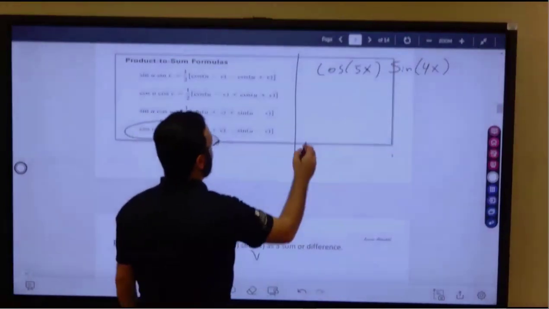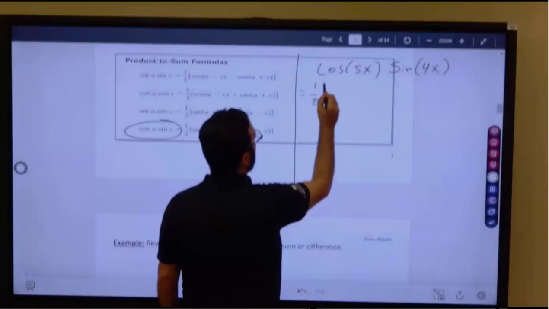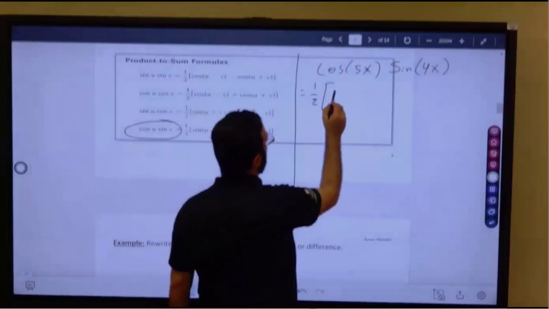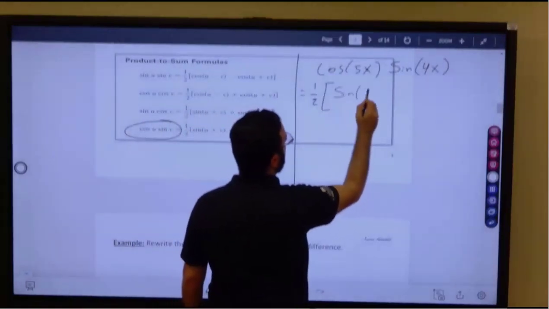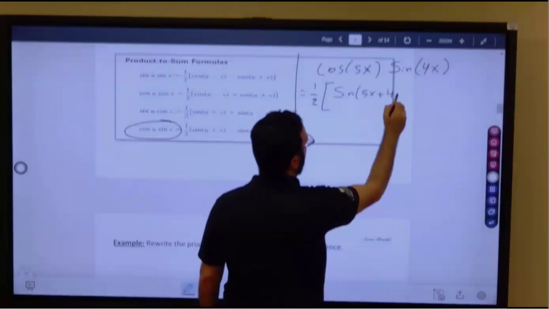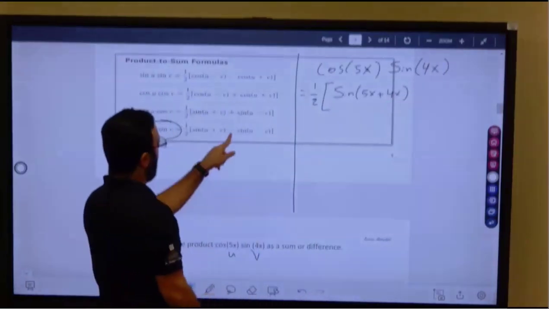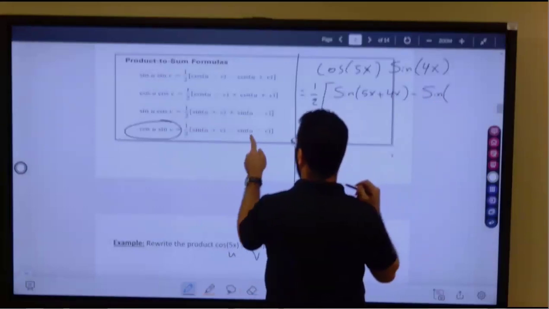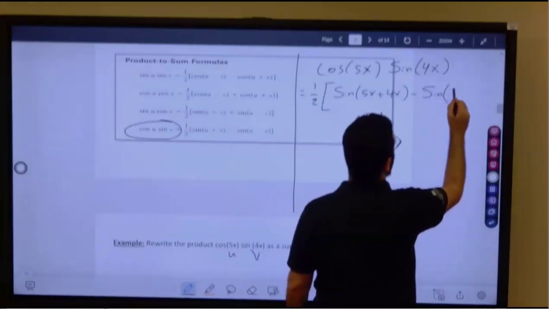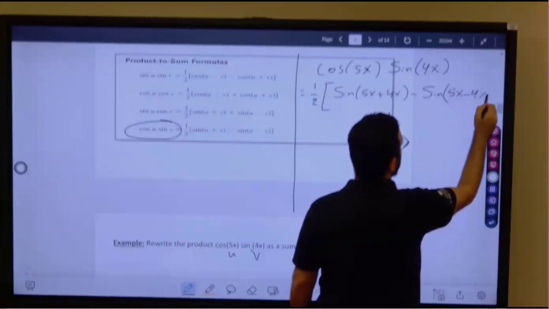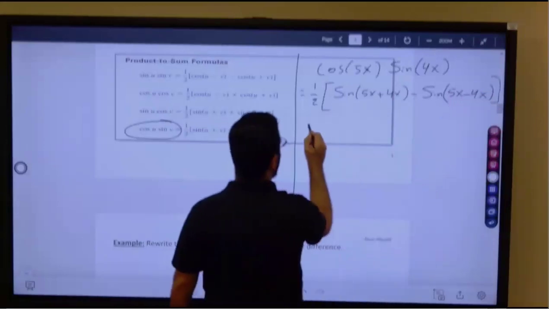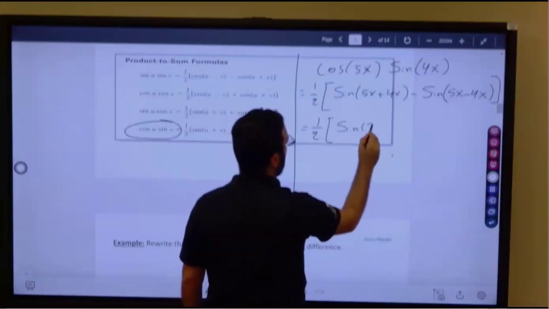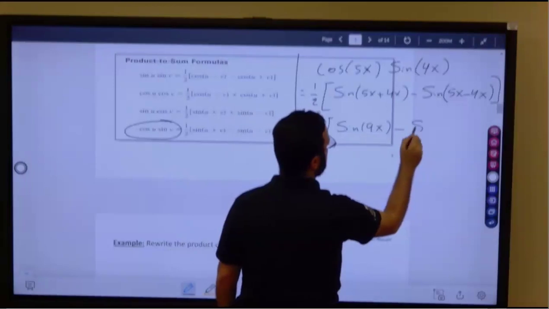It's going to be half, open bracket, sine, addition of the two angles. So sine, the addition of 5x plus 4x, minus sine, now u minus v. So it will be 5x minus 4x. That is going to be half sine 9x minus sine x.